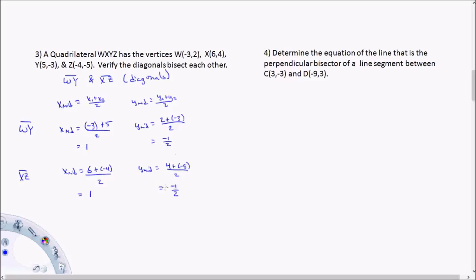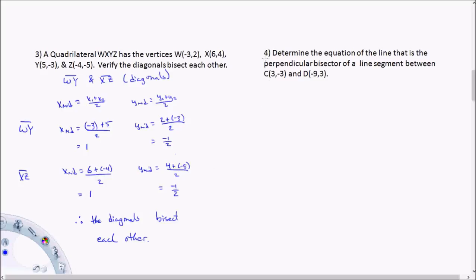Notice the X coordinates and the Y coordinates of our two diagonals' midpoints are at the same location, meaning that these lines pass through each other right at their midpoint, therefore bisecting each other. So we can say, therefore, the diagonals bisect each other.